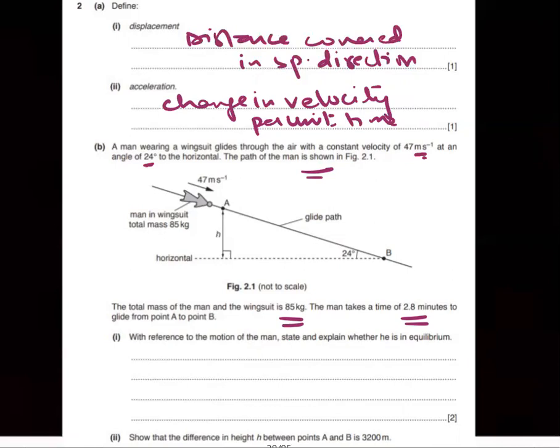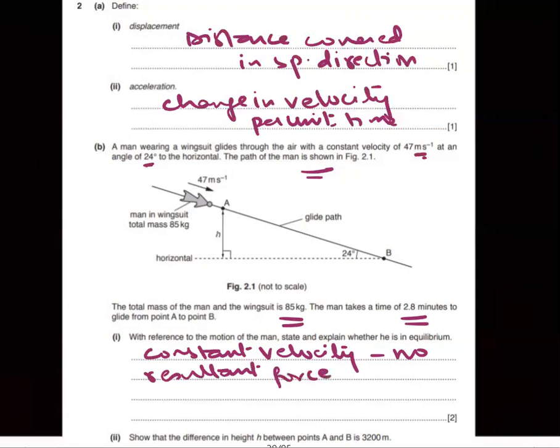Okay, since the person is coming with a constant velocity, it means that there is no resultant force. Since there is no acceleration, it means that he is in equilibrium.